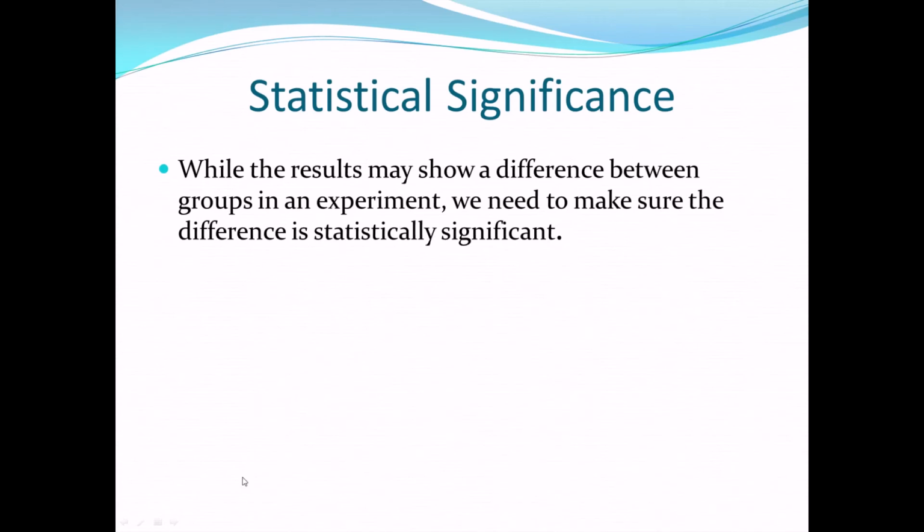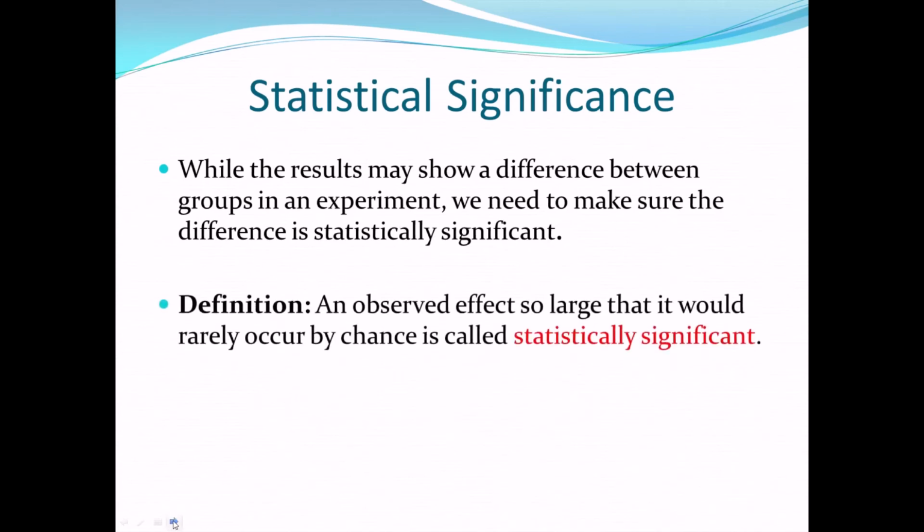Results will show a difference between groups and experiments. We need to make sure the difference is statistically significant, which means that it's an observed effect that's so large that it would rarely occur just by chance. Okay? Where that actually happens depends on what you're measuring, what your experiment is about, what you want to feel is the tipping point between chance and an effect. That's totally up to you, but it is an issue. It's just another one. There's so much we have to take into account. All right, so statistical significance is something you have to consider.